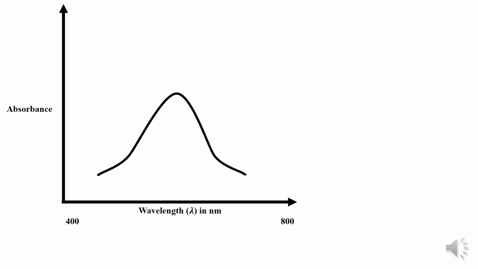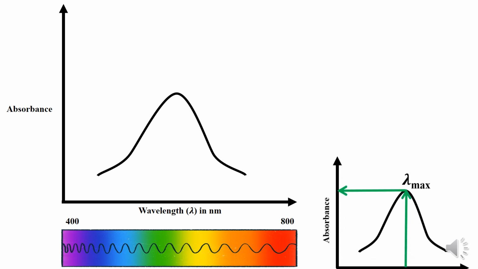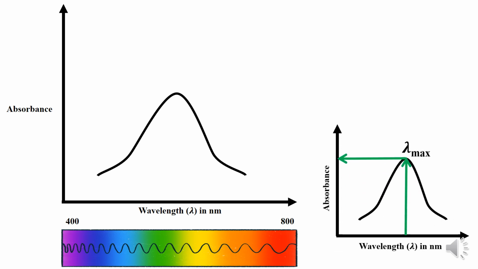Now you will be making use of the same absorption curve in order to understand the rest of the 4 parameters, that is bathochromic shift, hypsochromic shift, hyperchromic effect, and hypochromic effect. But this time you will be making use of the visible region whose wavelength ranges from 400 to 800 nanometers. We have already learned that lambda max is the wavelength where there is maximum absorption of radiation by the drug substance or the molecule of interest that is being analyzed.